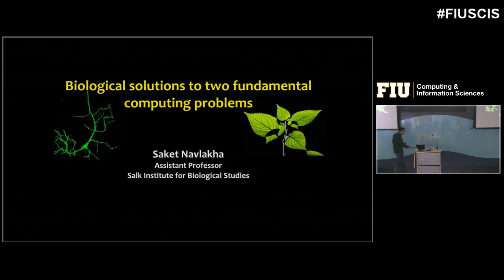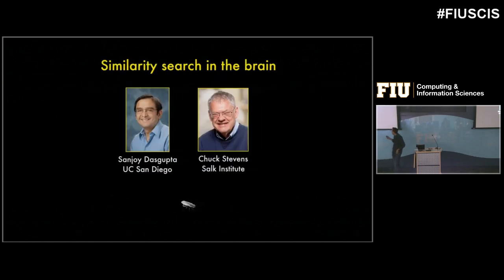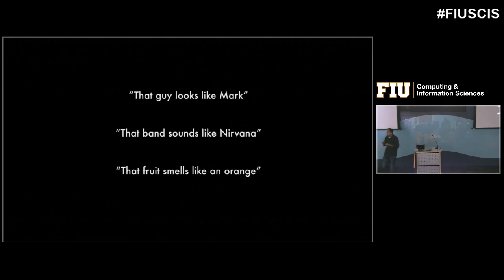Okay, so the first story I want to get right into is a problem on similarity search or nearest neighbor search, and I want to talk about how the brain approaches this problem. This is joint work with Sanjoy Dasgupta at UCSD and my colleague Chuck Stevens, a neuroscientist at the Salk Institute. Okay, so here's the problem. This is something that we can do remarkably well in our brains. You look at somebody and you're like, oh, that guy reminds me of Mark. Or you hear a song and you're like, oh, I've heard that song, or I know this band before. Or you smell something and you're like, oh, that smell reminds me of a certain fruit or an orange. Right? So think about what's happening there.